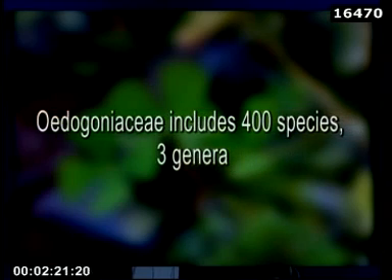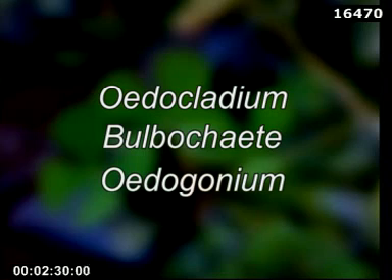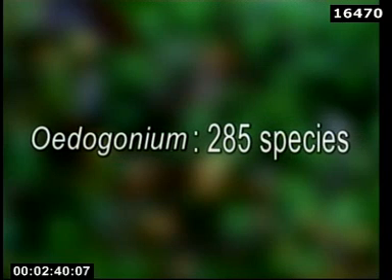The family comprises about 400 species and 3 genera. The 3 genera included in this family are Oedocladium, Bulbochaete and Oedogonium. Oedogonium possesses 285 species, that is why it is the type of the family.